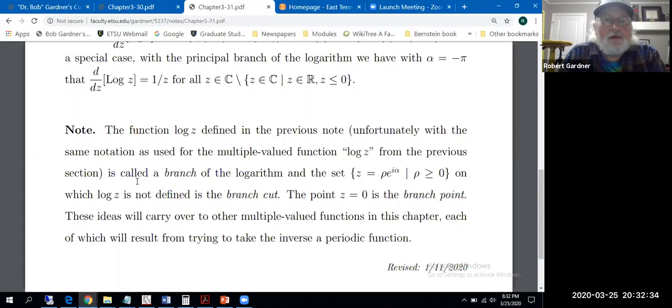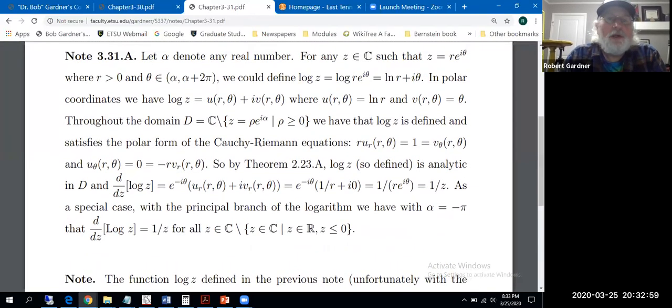All right, and a bit of notation. These are called branches of the logarithm. The set, where we've taken the complex plane and cut out a little piece, is called a branch cut. The point z equals 0 is called the branch point. And we've now introduced branches of the logarithm. They're all based on choosing arguments in some standard set. You change alpha, you change the branch of the logarithm, but it comes with a branch cut.